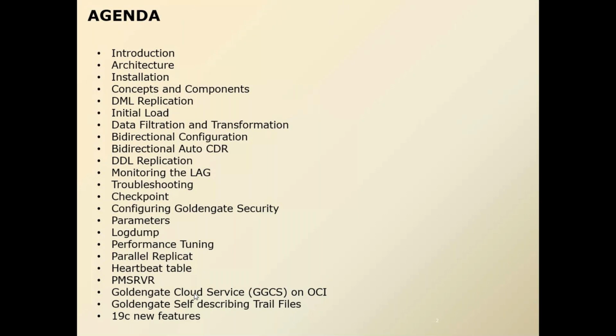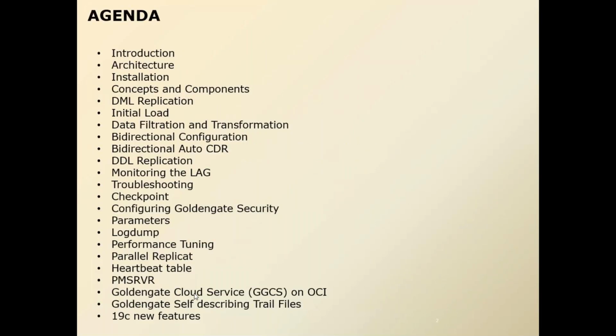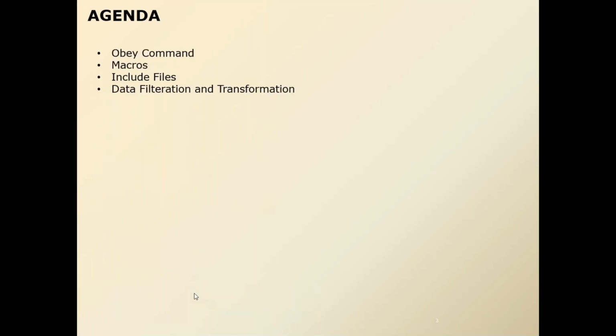Then different parameters and parameter files of Oracle Golden Gate. Each process in Golden Gate has a parameter file associated with it. So what are Golden Gate parameters? We'll be discussing. Then the logdump utility to read the trail files. Performance tuning, how to do performance tuning, parallel replicat, heartbeat table, performance metrics server. These are the new topics of Oracle Golden Gate. Then we'll be discussing macros, obey file, obey command, include files, and a lot of other things which we'll be including in our training.